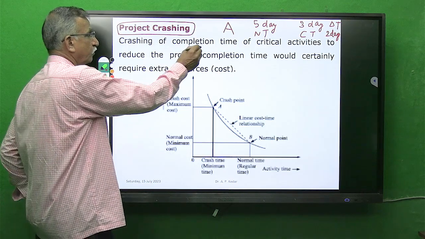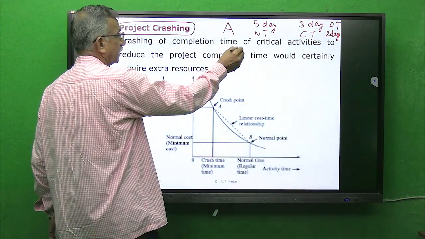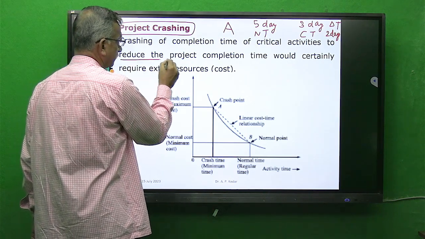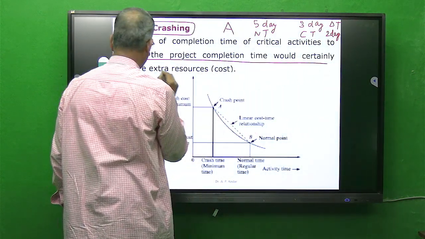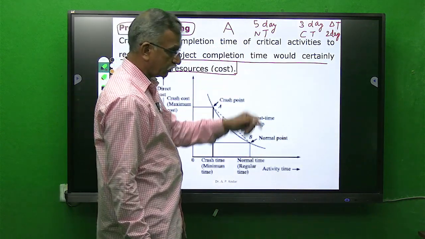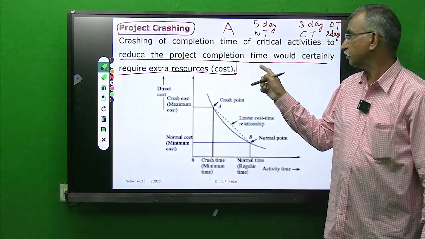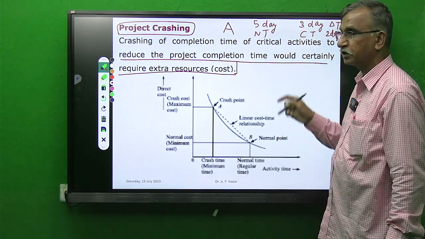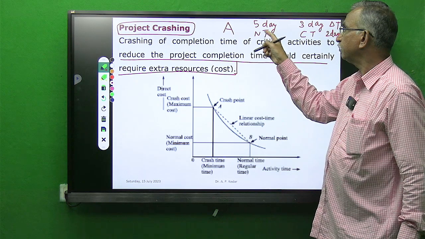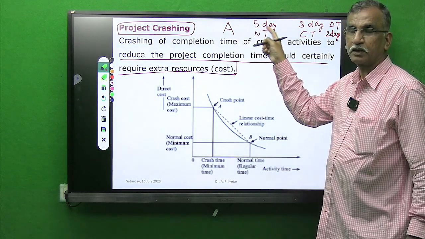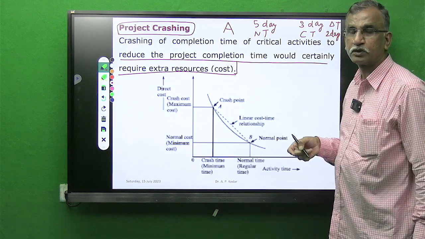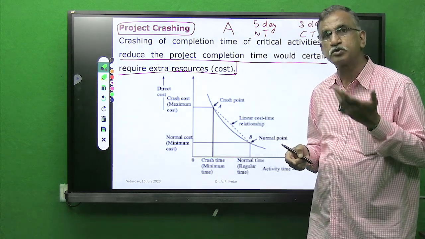So crashing the completion time of critical activities, to reduce the project completion time, would certainly require extra resources and cost. Here I have explained this sentence with the help of these figures. Normal time is 5 days for activity A, crash time is 3 days, so we can reduce the time duration by 2 days. That will not happen on its own.